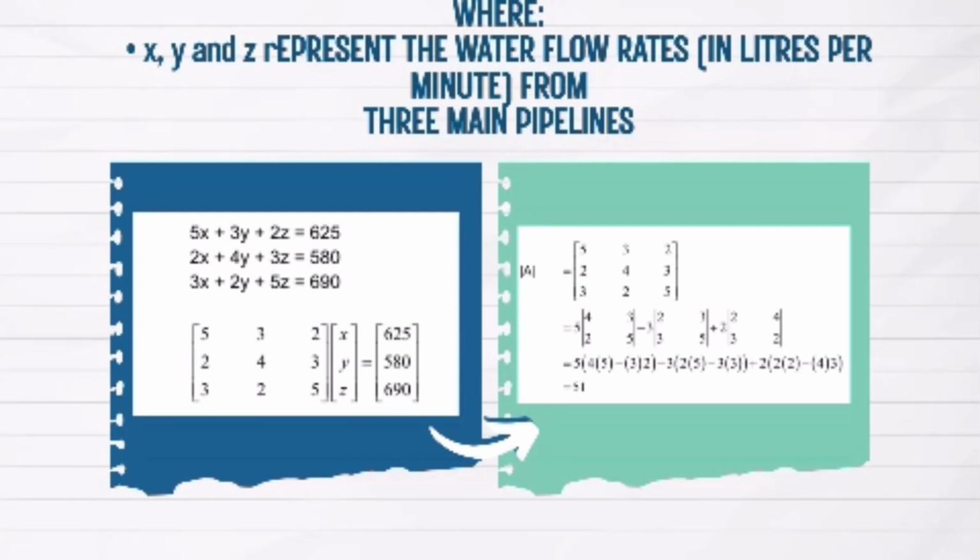The numbers of the equations are put in one box of a 3x3 box, as you can see: 5, 3, 2; 2, 4, 3; and 3, 2, 5. And the letters will be arranged top to bottom, x, y, z, following the alphabetical order, and the answers will be arranged top to bottom, the same as in the question.